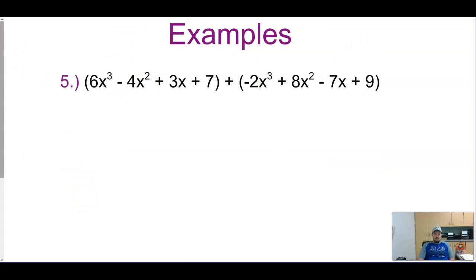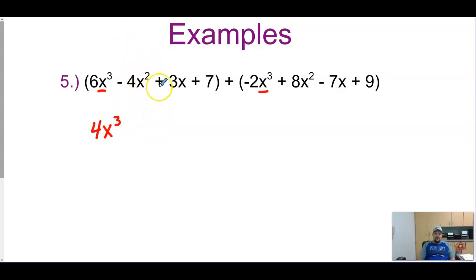Alright, so let's look at it when they're all combined. What I like to do is find the biggest exponent first and then work from there, because it helps me keep my answer in standard form. So if you notice, I have an x cubed right here and an x cubed right here, and I'm adding these. So we're going to do 6 plus negative 2, which gives me a 4. So I'm going to write down 4x cubed.